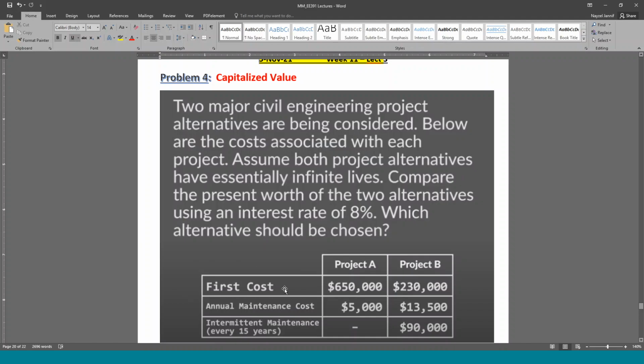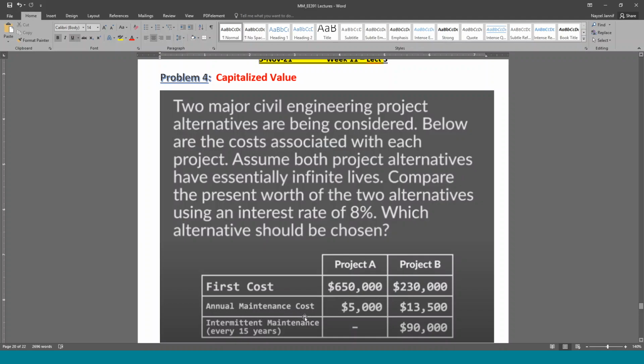Can somebody give me another name for first cost? Whenever we're doing a project or an investment, what do we call this first cost? Investment, yes, initial investment. Hafiz, you've got that right. Initial investment. Some people call that an initial investment, some people call that first cost, and so forth. So for project A, the initial investment is 650K, and for project B, it's 230K.